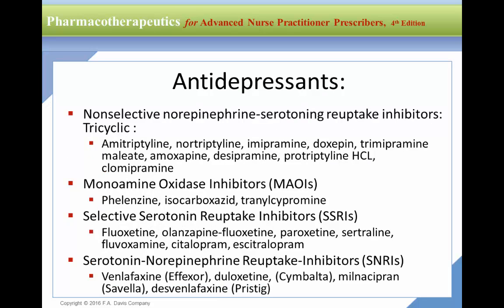So we'll start with the non-selective. The prototype drug for the non-selective norepinephrine serotonin reuptake inhibitor, or TCA, or tricyclic, is amitriptyline. We also have nortriptyline, imipramine, doxepin, etc.